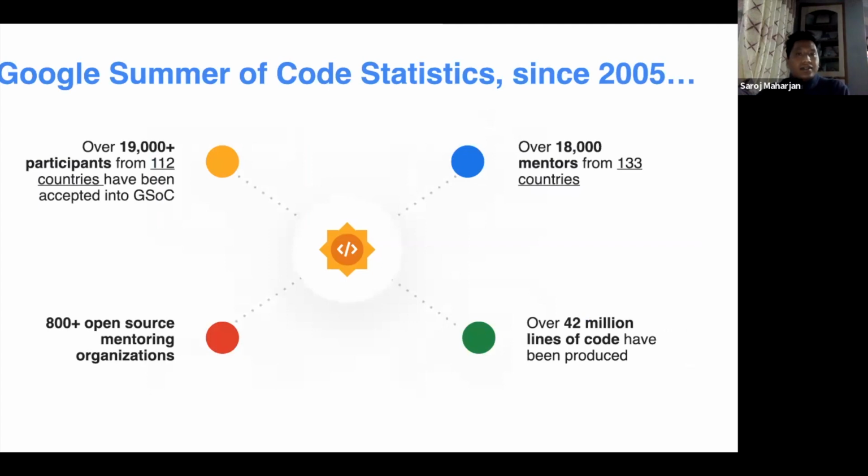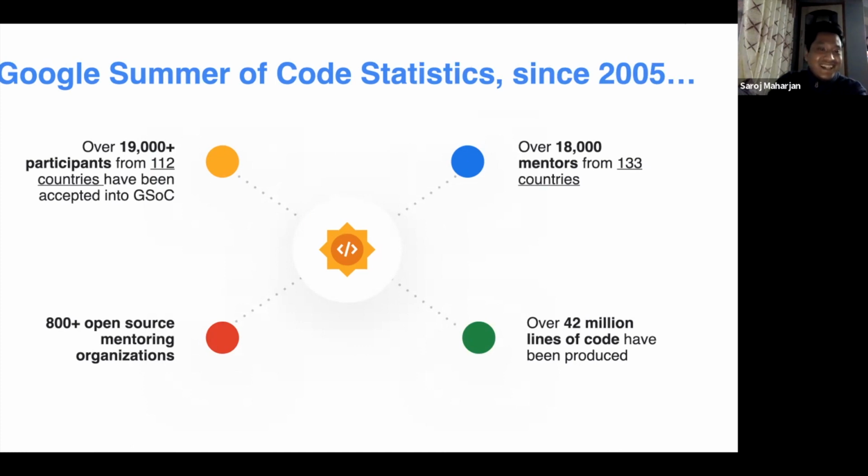And this is the statistics. Google Summer of Code started in 2005, and there are normally around 200 projects accepted in a year, with 19,000 plus participants from 112 countries. Maybe Nepal will be included this year.